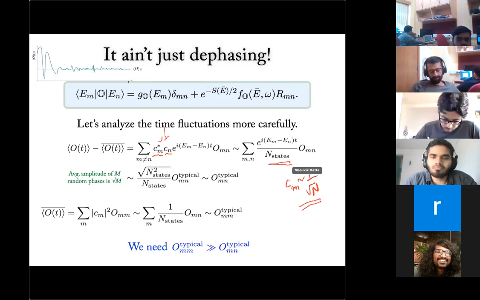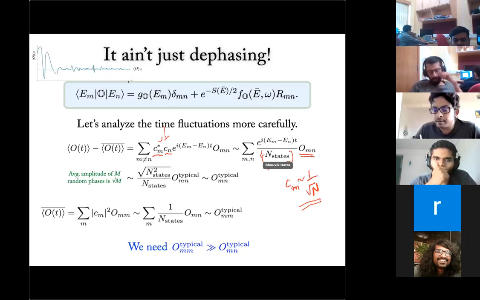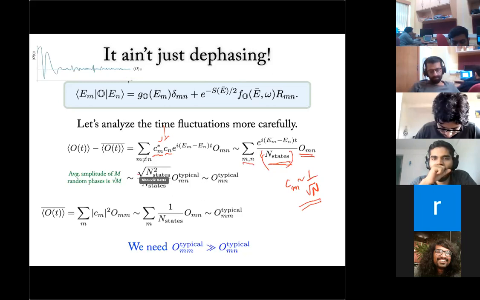This just comes outside the sum. And these O_MNs are random, with some phases and some random amplitudes. So this is like a random walk problem, and you have N squared terms over here. So this sum actually is given by this numerator.